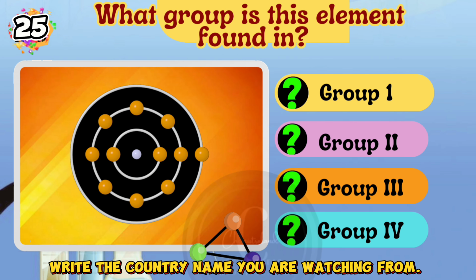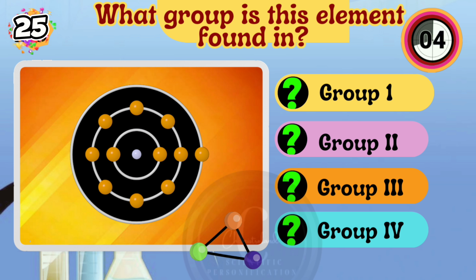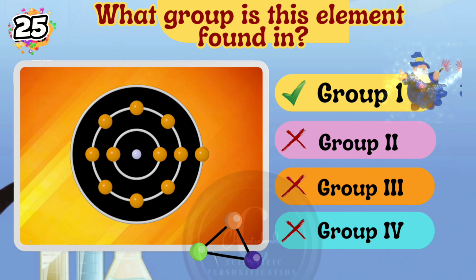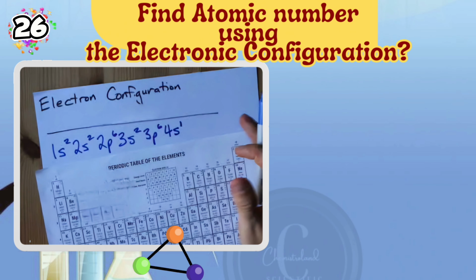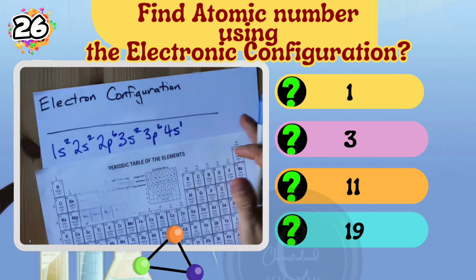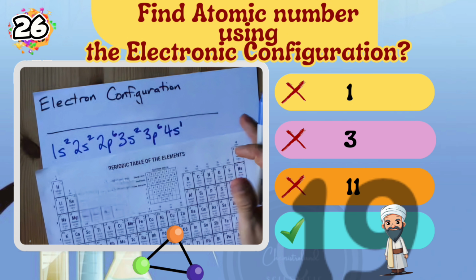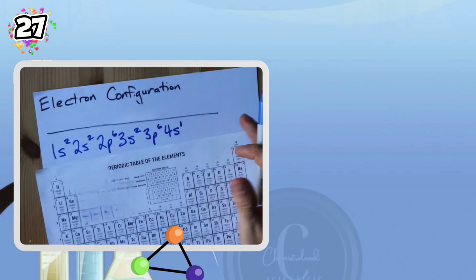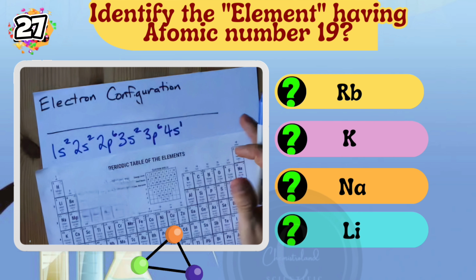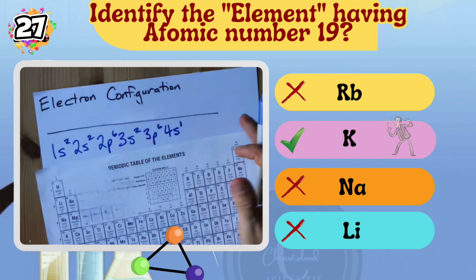What group is this element found in? This is sodium, found in the group 1. Find the atomic number using the electronic configuration. Atomic number 19. Can you identify the element having atomic number 19? This configuration belongs to potassium.